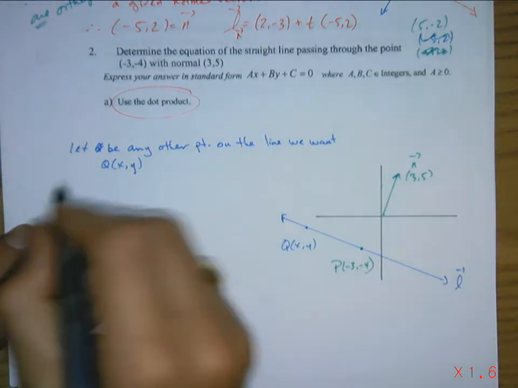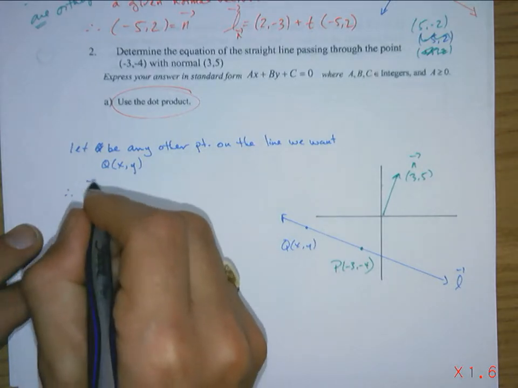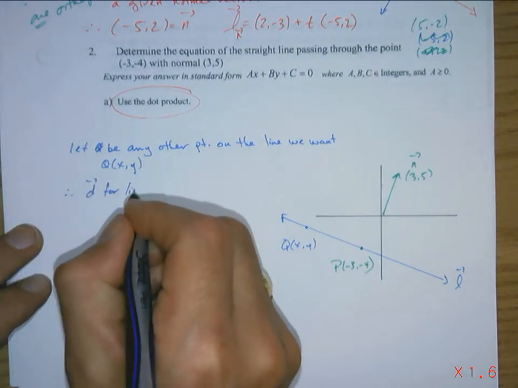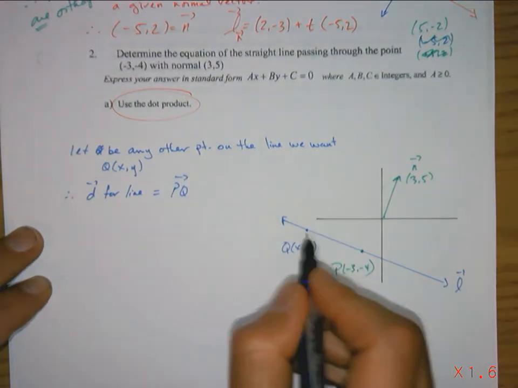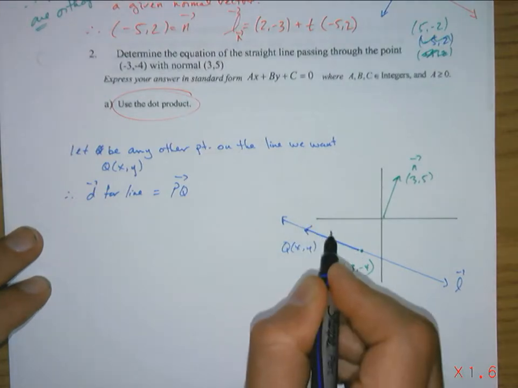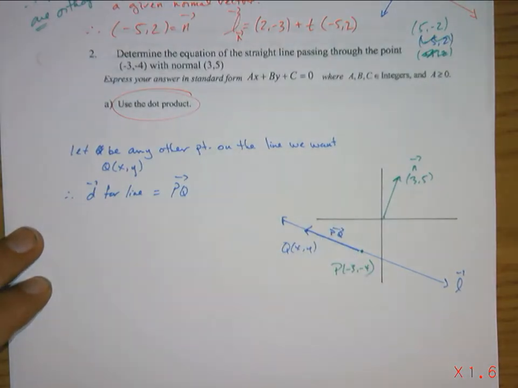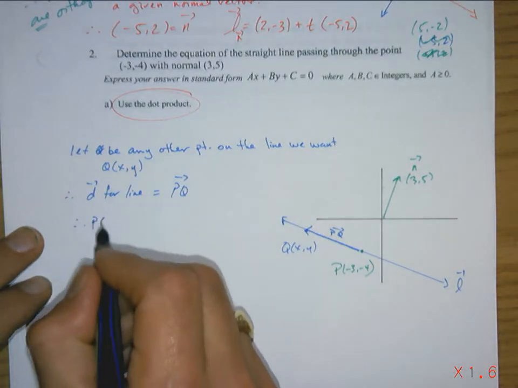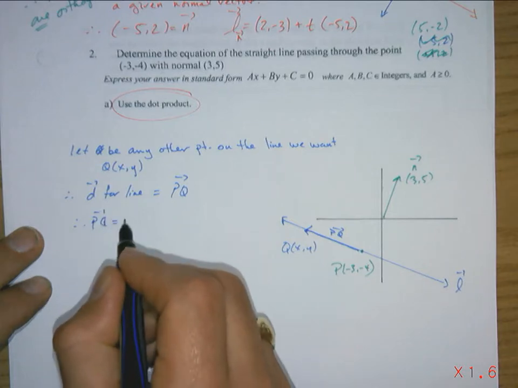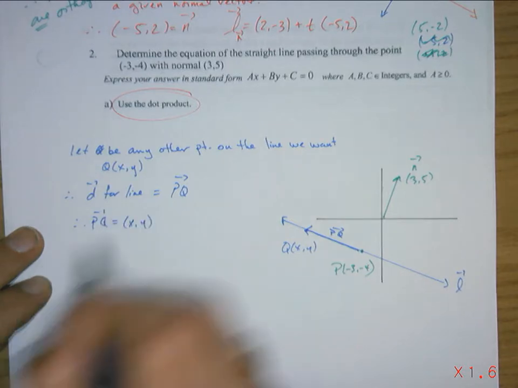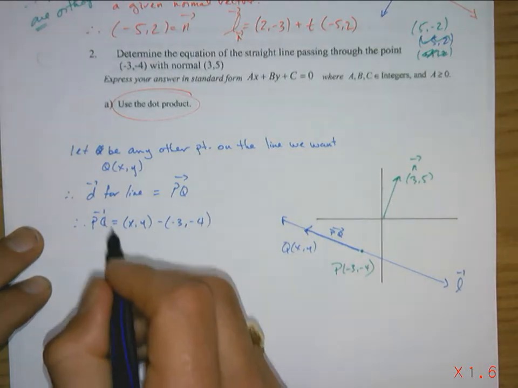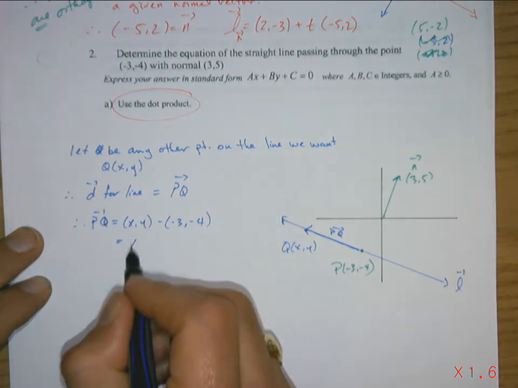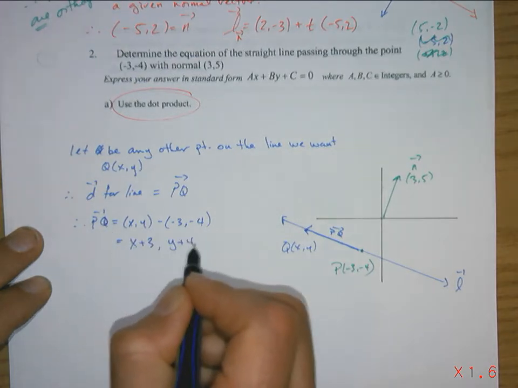So my direction vector for the line would equal PQ. So in other words, that would represent a direction vector for the line. So therefore, PQ is going to equal (x, y) minus (-3, -4), which is, that's an awful looking Q, which is (x + 3, y + 4).